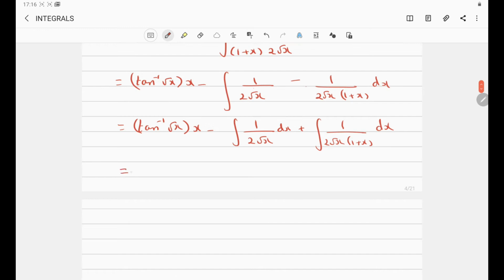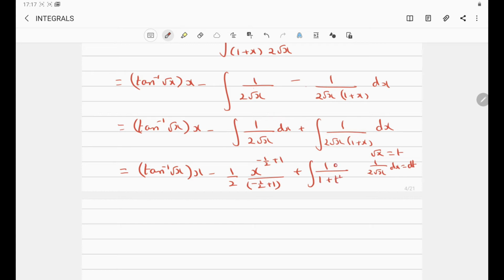So, this can be written as tan inverse root x into x minus half into integral of 1 by root x, which is the same as x to the power of minus half. So, it is minus half plus 1 by minus half plus 1, plus here 1 by 2 root x into 1 plus x, by putting root x as t, we get 1 by 2 root x dx as dt. So, we get this as 1 by 1 plus t square dt.